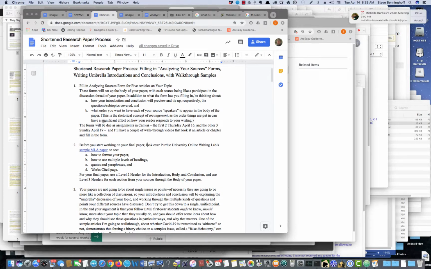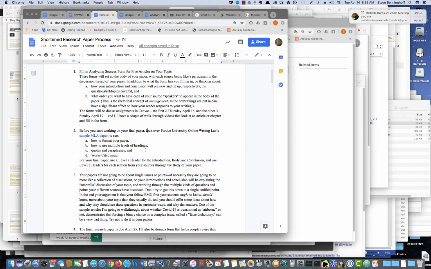The key things you'll want to do as you're developing these forms is thinking about how you're going to put the pieces together with an introduction and conclusion that cover the selection of pieces and the discussion with them. And also, before you start writing the final paper, be sure you look over the link to the Purdue University Online Writing Lab's sample MLA paper, which gives you a good idea of how to use the headings to break up your paper and organize it.